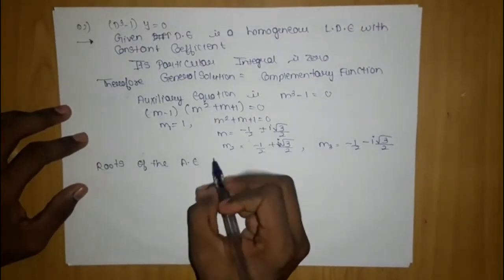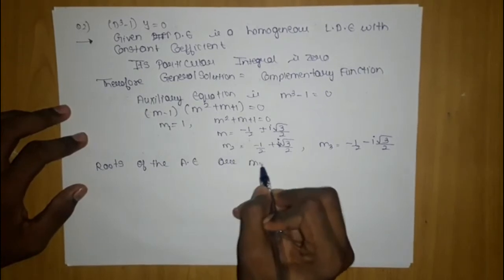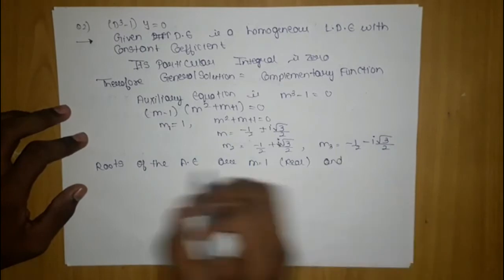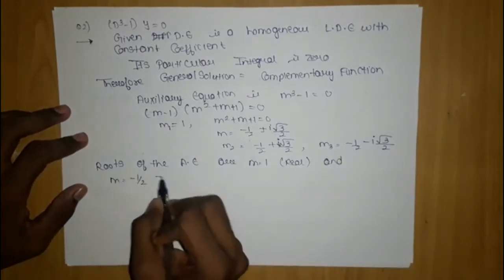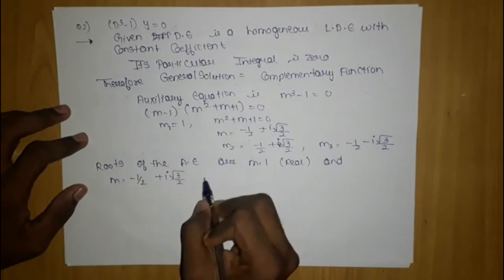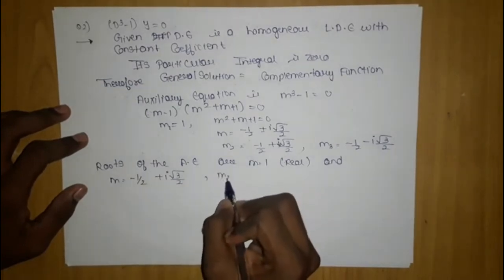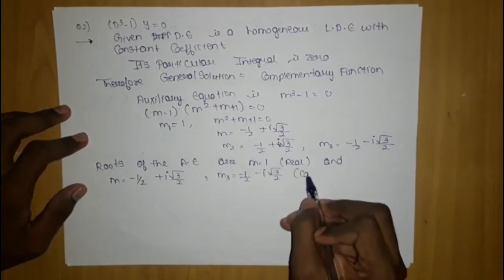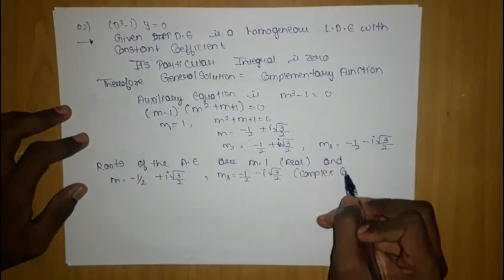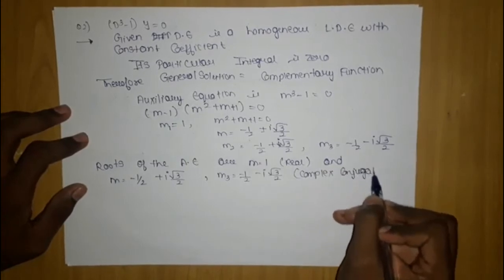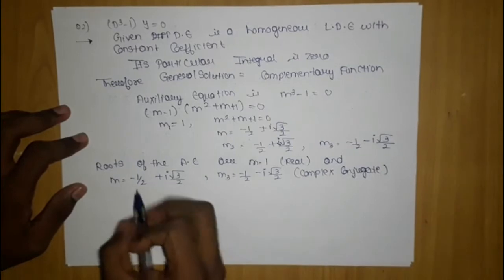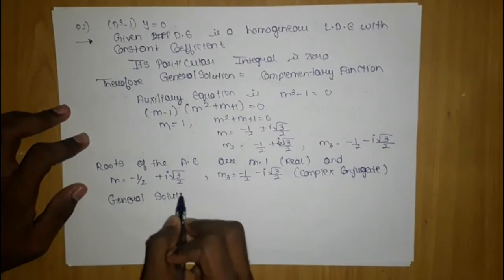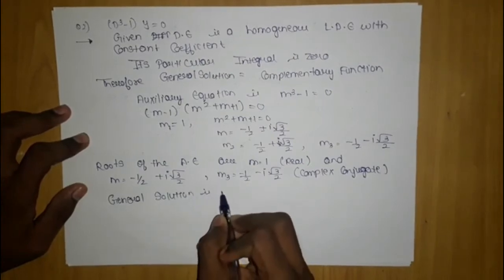The roots of the auxiliary equation are m equals 1, which is real, and m equals minus 1 by 2 plus i root 3 by 2, m3 equals minus 1 by 2 minus i root 3 by 2, which are complex conjugates. After getting this, this is how you will write the general solution.